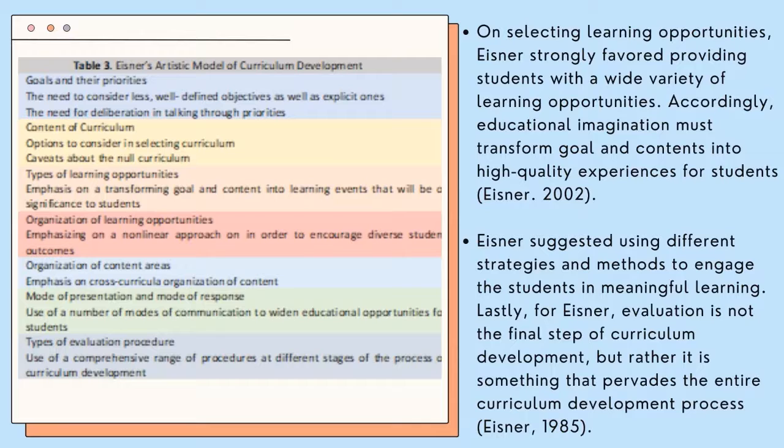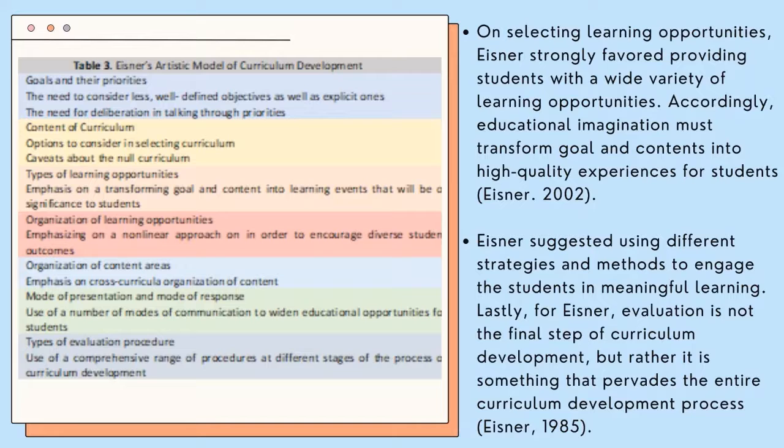Pwede rin yung simulation. So for this fourth part, which is organization of learning opportunity, in this part, we have to emphasize the nonlinear approach in order to encourage diverse student outcomes. Eisner also emphasized providing a variety of learning opportunities to different types of students using varied resources and activities. But it is not only about providing. There must also be an organization of learning opportunities.